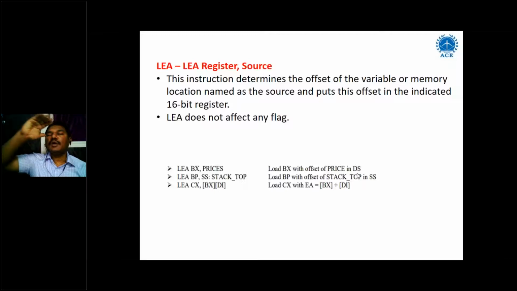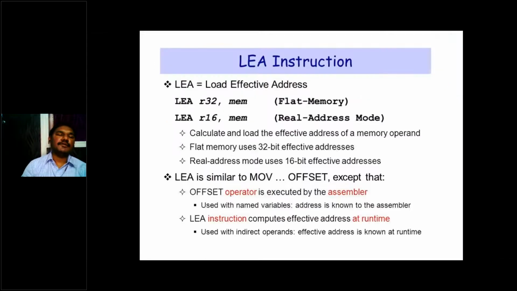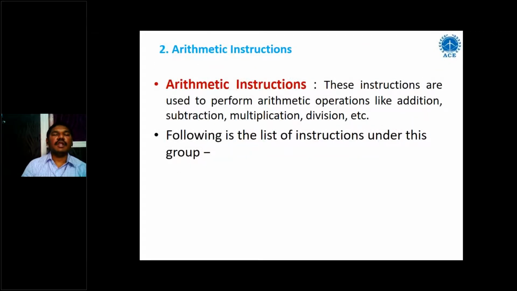In the data segment, we have the prices variable, which will store different prices of the components, and every component's address is loaded into the BX register one by one. That is what we call LEA.